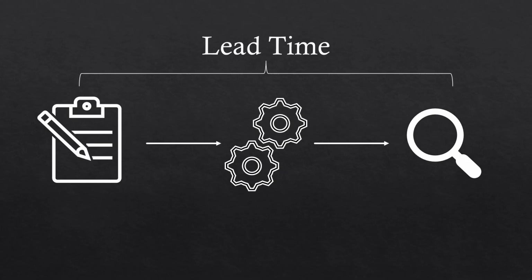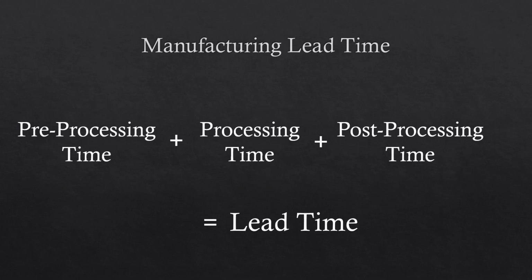It includes the steps needed before the actual production, known as pre-processing, the production, known as processing, and post-production steps, known as post-processing. This post-processing can include activities such as quality checks, boxing, etc. The formula can be slightly different based on what the company is seeking to measure. That said, here is a general formula for measuring manufacturing lead time. It is pre-processing time plus processing time plus post-processing time.